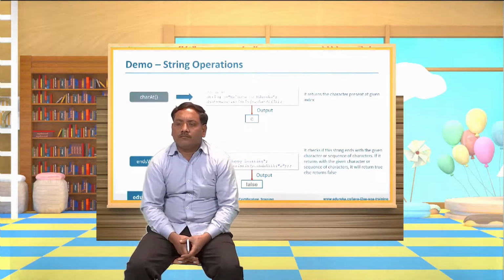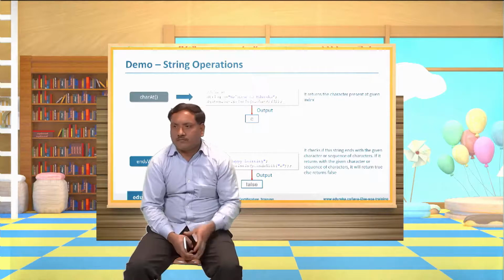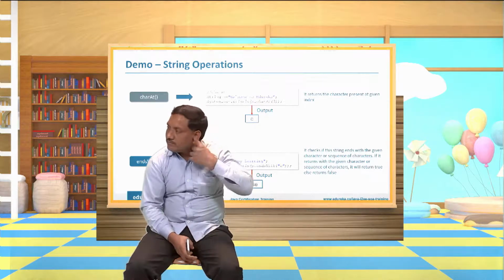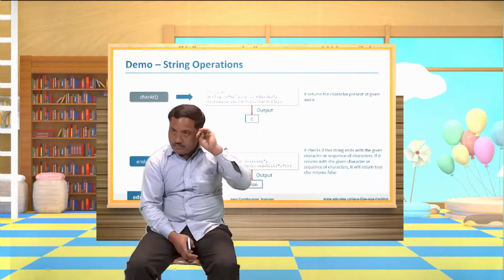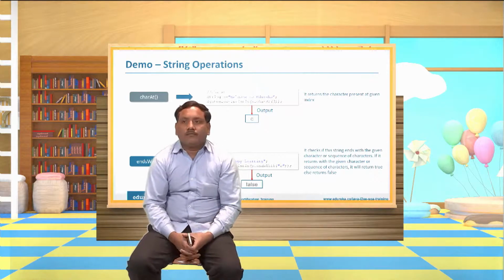We could get some character out from a string. There's a method charAt. There's endsWith, which again returns a boolean value saying whether a string ends with a particular character. So here we are checking whether the string p, which holds the value happy learning, is ending with u, which it doesn't, right? That's the reason it gave you false. Had it been g here, it would have given you true.